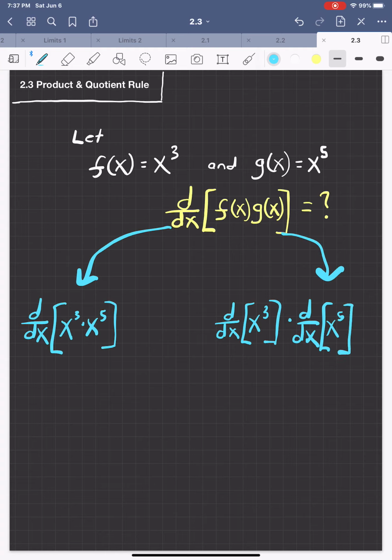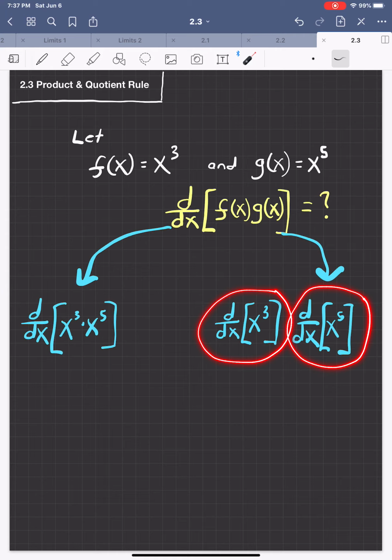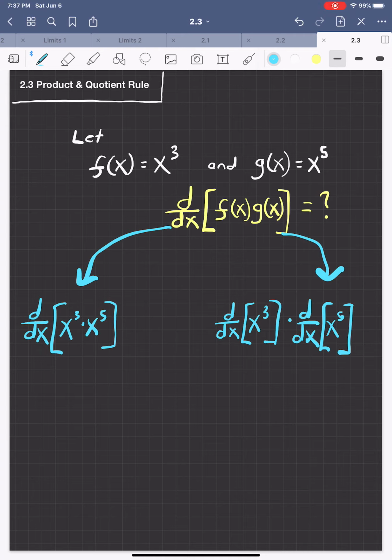Okay, so student 1 says, okay, well, let me multiply first, and then I'll take the derivative. And student 2 says, well, wait a minute, I'll just take the derivative of f, then take the derivative of g, and then I'll multiply the result. So let's do that really quickly. So student 1 would go multiply first. So x cubed times x to the 5th is x to the 8th.